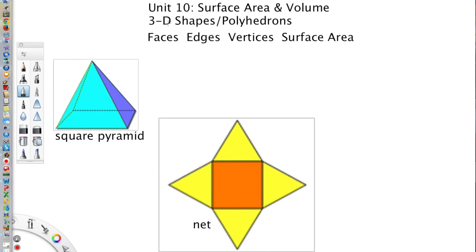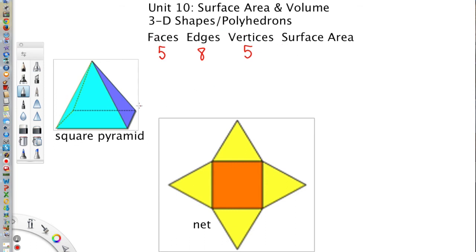Okay, so the number of faces would be 5 for a square pyramid. All square pyramids will have 5 faces. All square pyramids will have 8 edges. And all square pyramids will also have 5 vertices. The neat thing about pyramids is they'll always have the same number of faces as vertices.